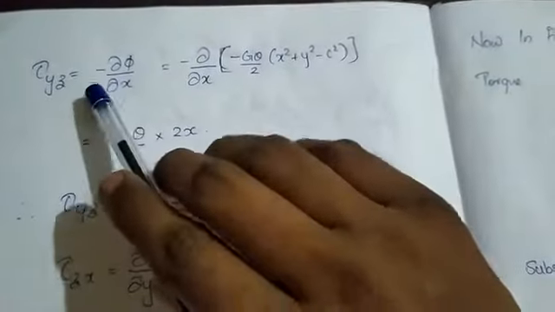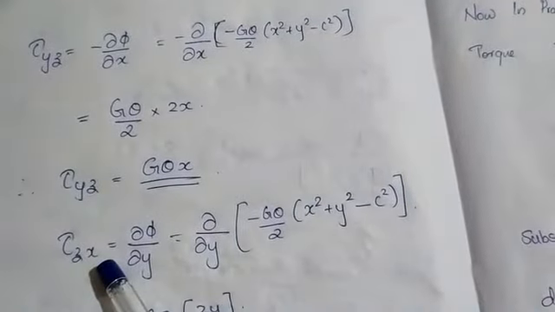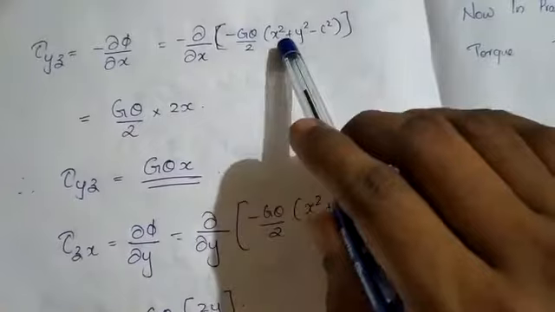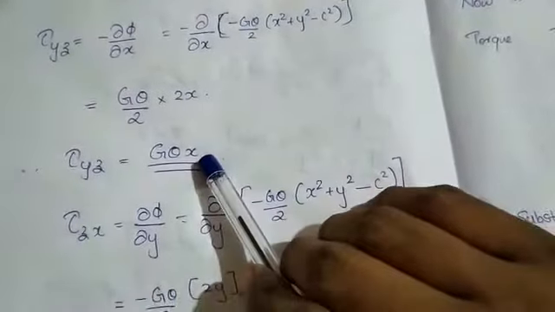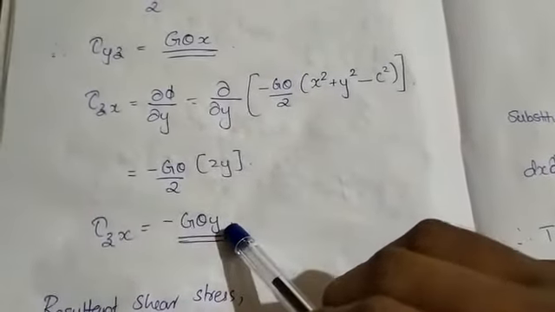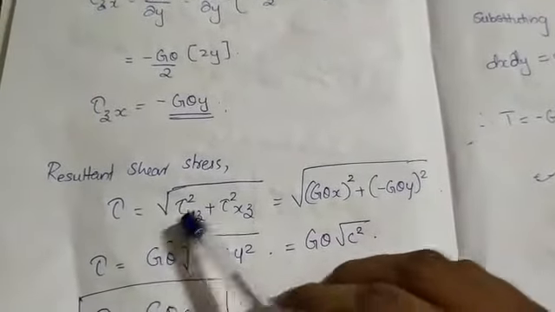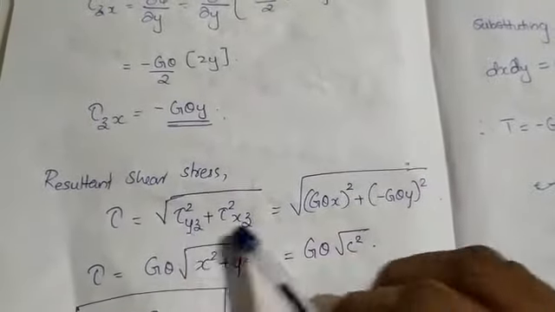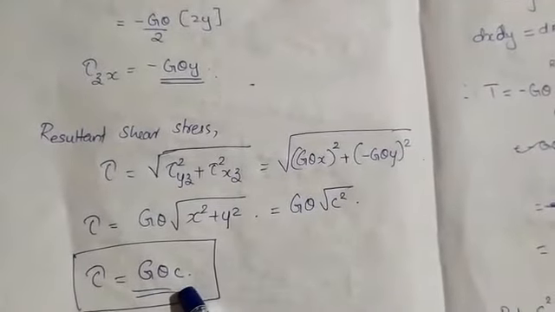Now we will again put this value of phi in the tau yz and tau zx equations. That means minus G theta by 2 into x square plus y square minus c square, differentiated, gives tau yz is G theta into x and tau zx is minus G theta into y. Now you have got the two shears. The resultant shear stress is obtained by squaring and taking the root, and then you will get tau is equal to G theta into c.